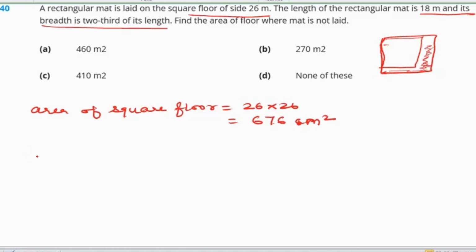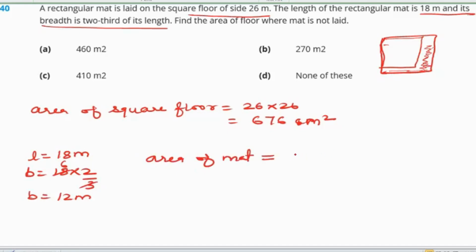The mat is in a rectangular shape, and the length of the rectangular mat is given to us as 18. The question is saying the breadth is 2/3 of its length. So breadth has to be 18 times 2/3. If we solve that, the value of breadth we will be getting is 12 meters. Length is 18 meters. Now we need to find the area of the mat. We will be getting 18 times 12, and if we solve 18 times 12, we will be getting 216 meters square.